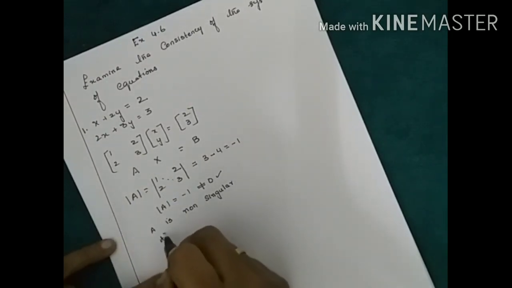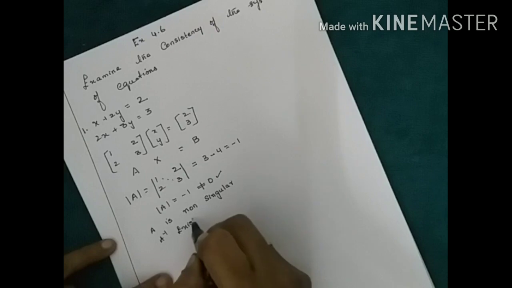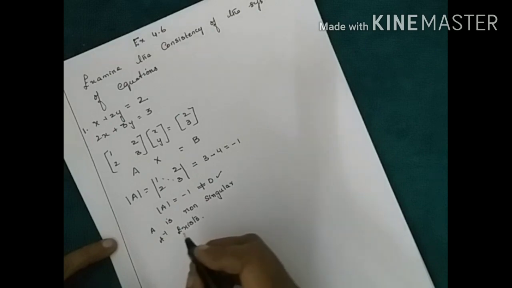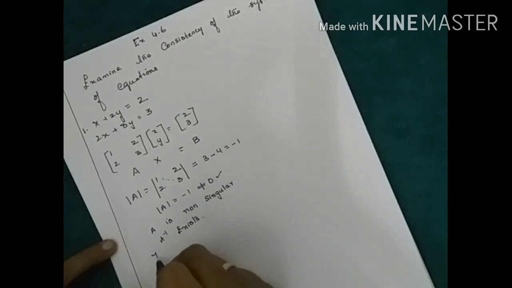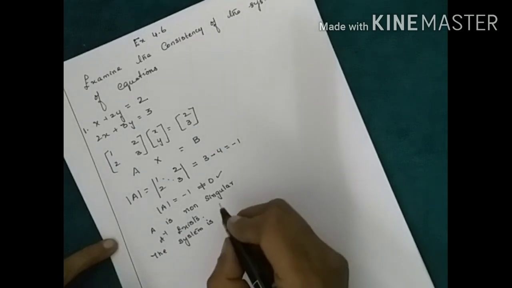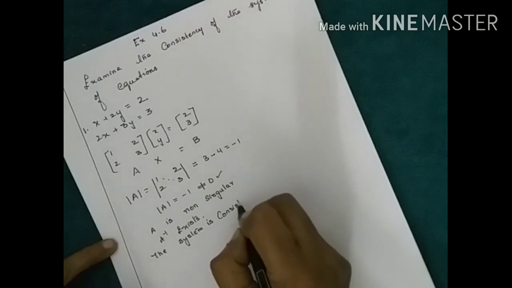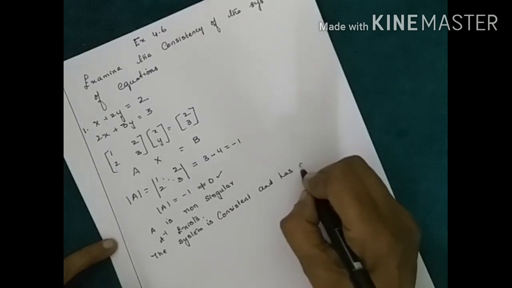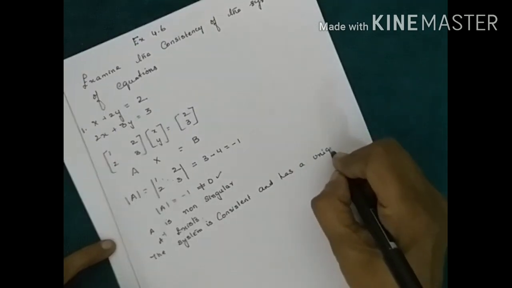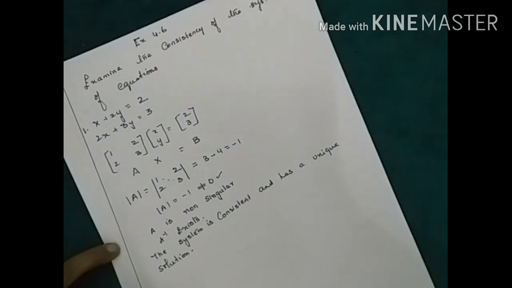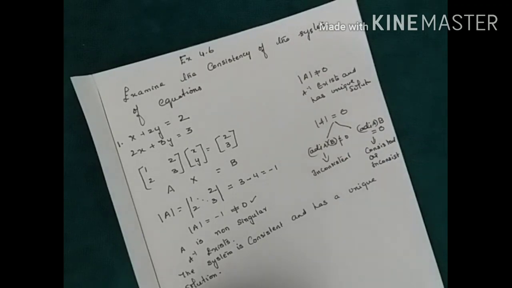So if it is non-singular, then A inverse exists. Okay. If A inverse exists, that means we can solve and we get a unique solution. That means we can just write now the system is consistent and has a unique solution. Okay. Now we'll go to the second question.